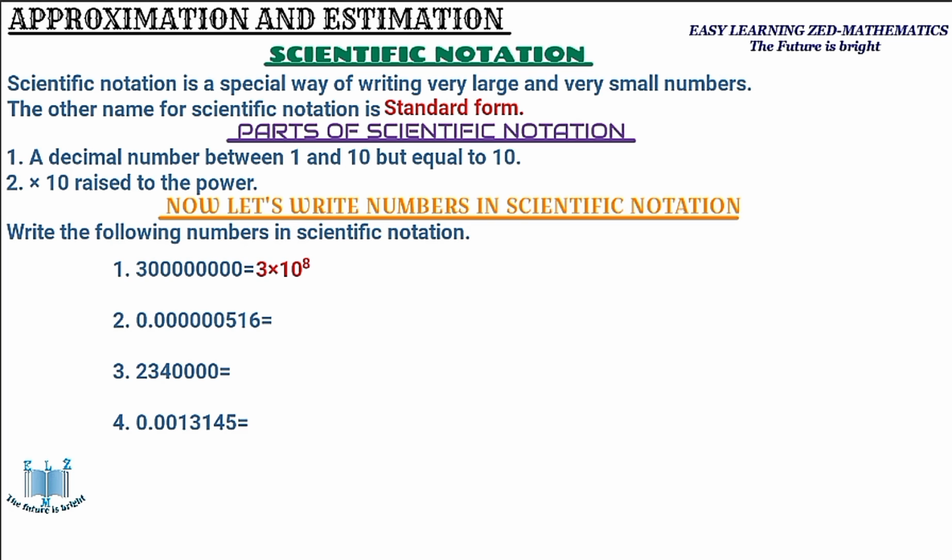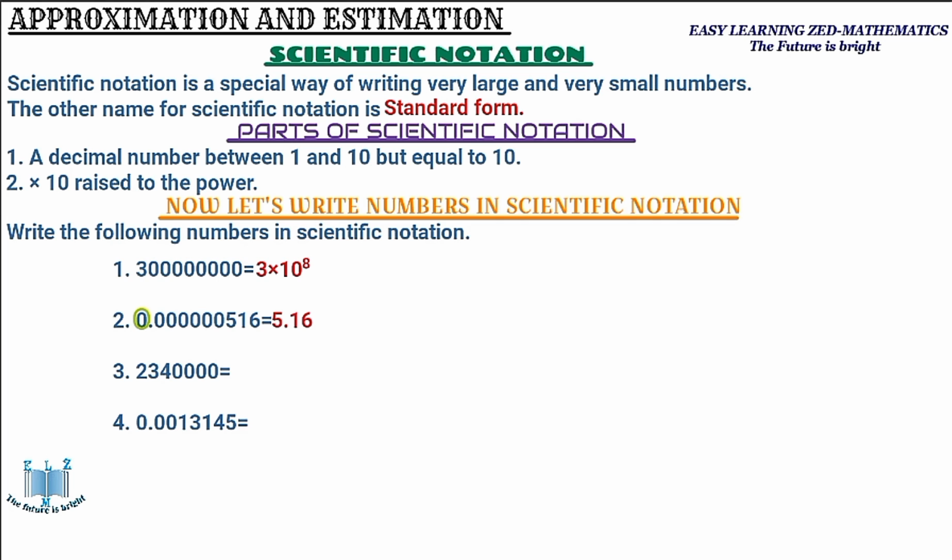Okay, so in question number 2, we're going to count zeros from the decimal point. We are going to ignore this 0 I've circled in green. We will ignore it, then we'll count those zeros starting from the decimal point going to the right up to 5. 5 also will count. That means we're going to write 5.16. The decimal point has come between 5 and 1. Now it has become 5.16.